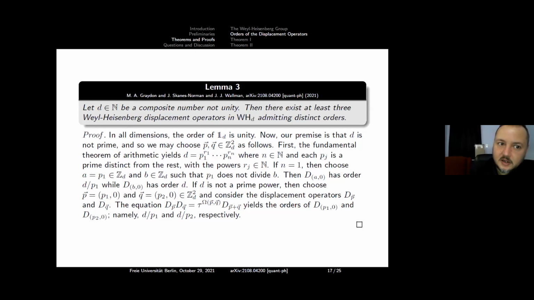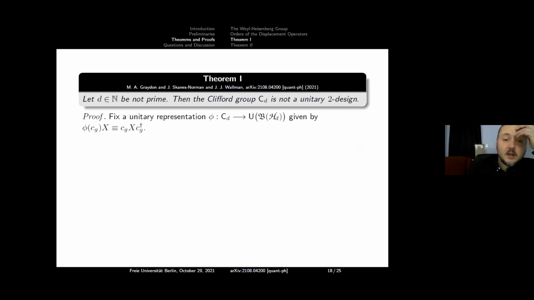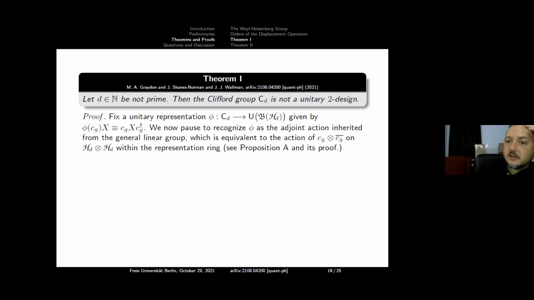Now we prove it. So let D be not prime. The Clifford group is not a unitary 2-design. We have all the pieces. Let's fix a unitary representation of the Clifford group like this. We're going to recognize that that's the adjoint action. So let's consider the adjoint representation. That is equivalent to the action of the conjugate tensor square. We proved it. So we're considering the adjoint action, and we know that that representation is equivalent to the conjugate tensor square. Step 1.